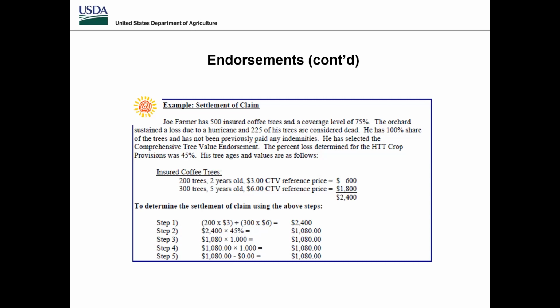We would then multiply that amount in step 3 by the producer's share, which is 100%. Step 4 would be multiplying it by the underreport factor, which again in this scenario is 1. And in step 5, we would subtract any paid indemnities from that amount. Since there were no paid indemnities, the total amount for the CTV in this scenario would be $1,080.